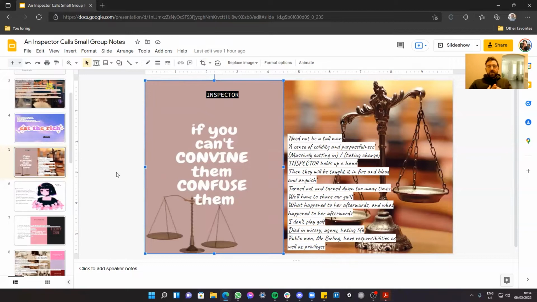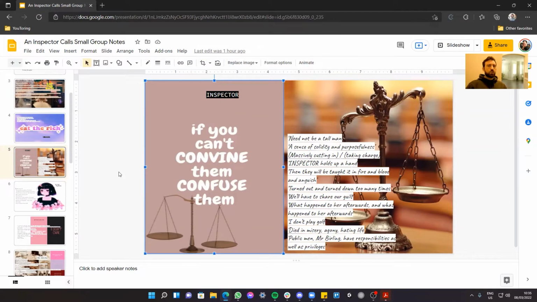So let's talk about the inspector. Let's talk about his role. Let's talk about how you would talk about him in the exam. Basically, the inspector is what you might call the moral arbiter of the play. What that means is he represents justice. He represents standing up for the little guy or the little girl, in this case, Eva Smith. She, of course, has died a horrible, hideous death based on the injustices of the world that she lived in. And he comes in to defend that.